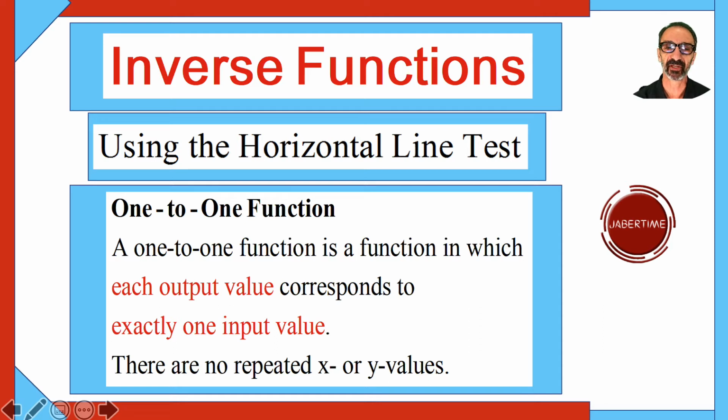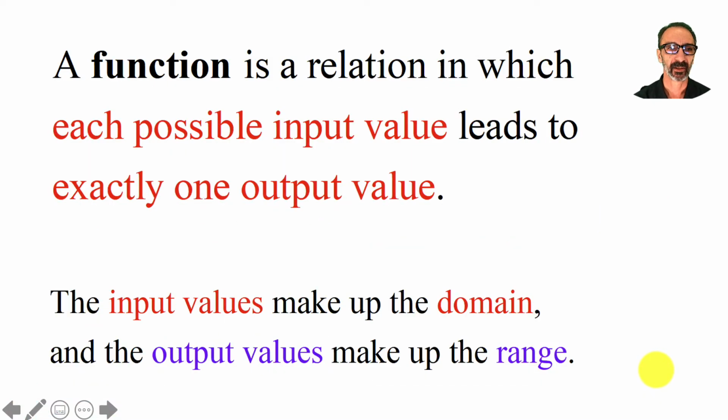Today I'm going to go over inverse functions using the horizontal line test, using the vertical line test, one-to-one functions, and how to find the inverse function. Let's get into it. A function is a relation in which each possible input value leads to exactly one output value. The input values make up the domain, and the output values make up the range.